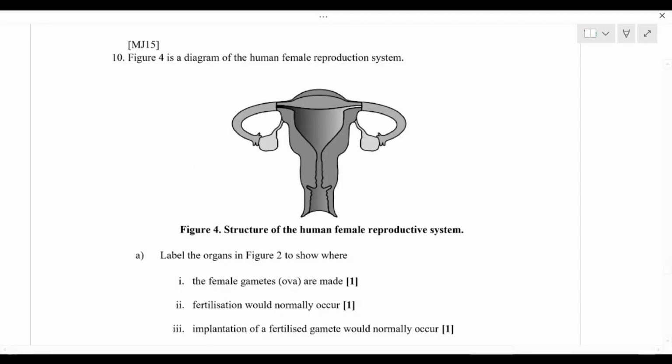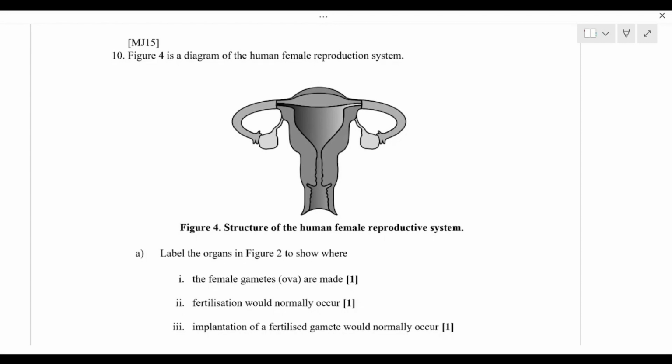From May-June 2015, Figure 4 is a diagram of the human female reproductive system. A. Label the organs in Figure 2 to show where they: 1. The female gametes, ova, are made, 2. Where fertilization would normally occur, and 3. Where implantation of a fertilized gamete would normally occur.